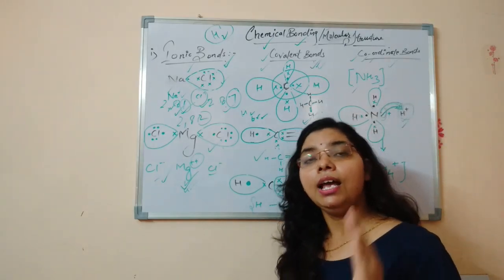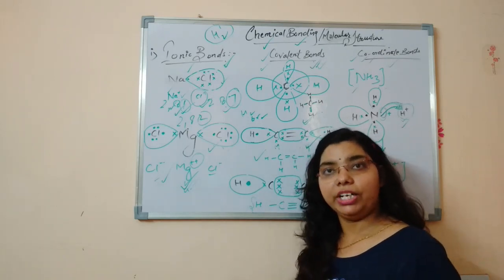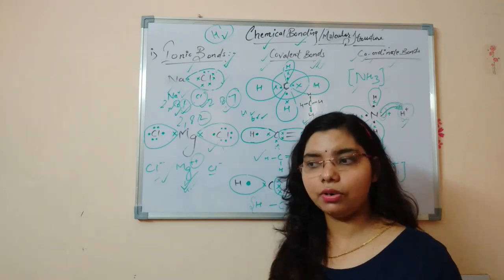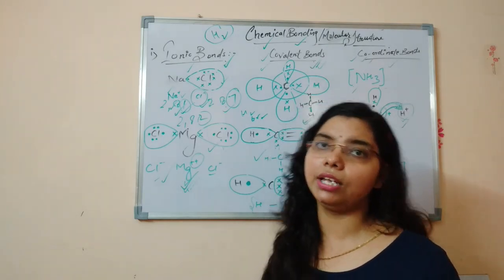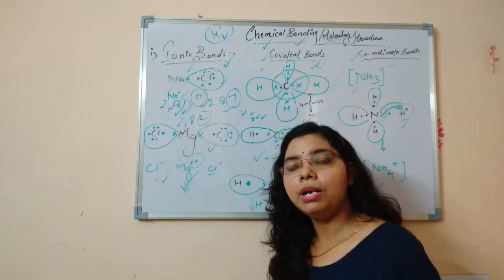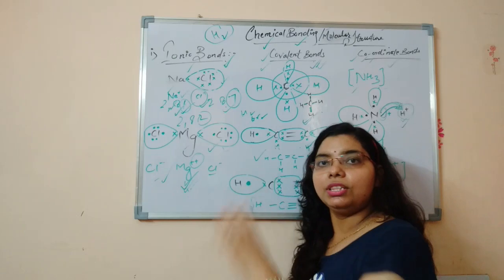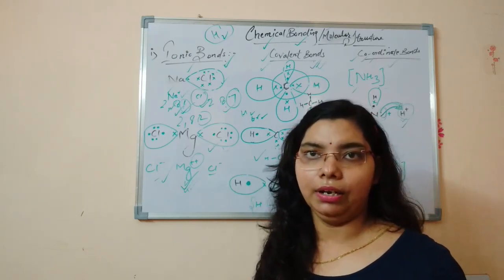Where is H? H is sharing a single bond, say one electron. Simply, if one electron is shared, a single bond is formed. If two electrons are shared, a double bond is formed. If three electrons are shared, a triple bond is formed. So this is the key point of sharing.